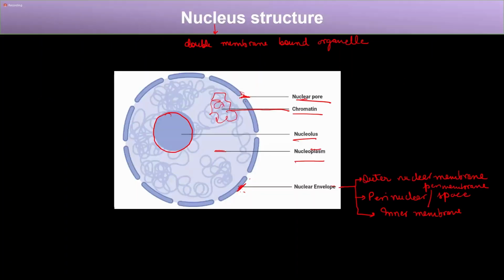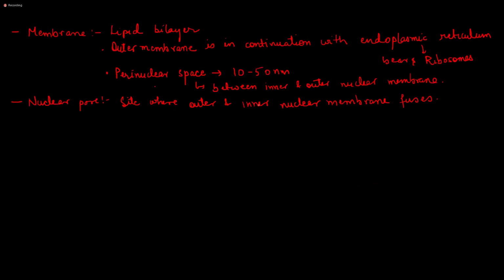As we can see, right? So here this has fused, this has fused, this has fused. Then this structure is known as nuclear pore. Okay. And what is the function of nuclear pore?